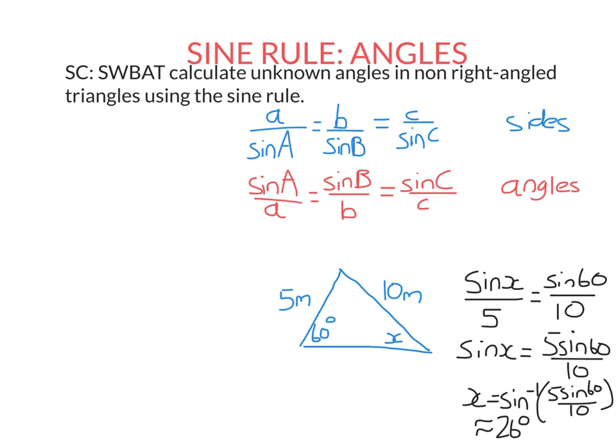There's actually an ambiguous case only when you're finding angles that we now need to go through. So please pause and copy this down if you need. So we're now going to look at the ambiguous case. So ambiguous means like confusing or double meaning. It turns out sometimes when you're finding unknown angles using the sine rule, there is more than one solution.